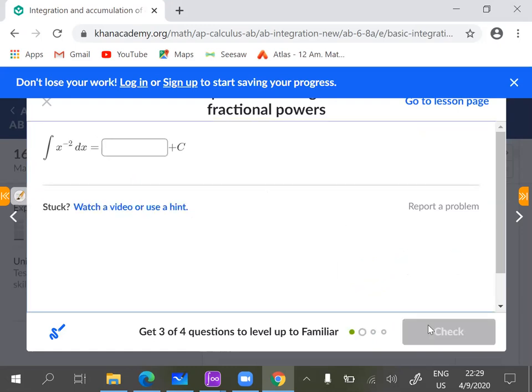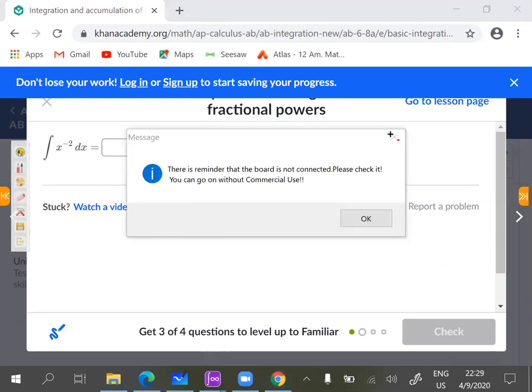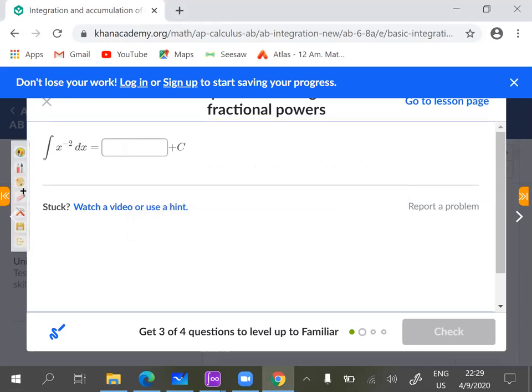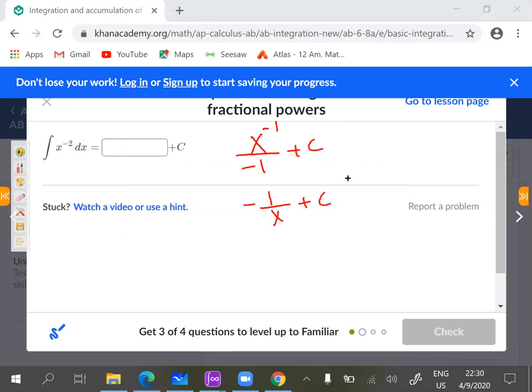If we have a negative here, add 1 to the x power. To save time, I will do it here my way. x to the power minus 1 over minus 1 plus c. Simplify and the answer is minus 1 over x plus c. Okay.